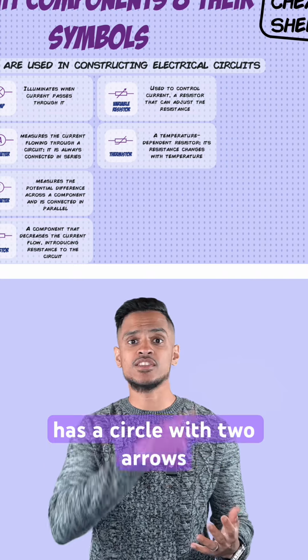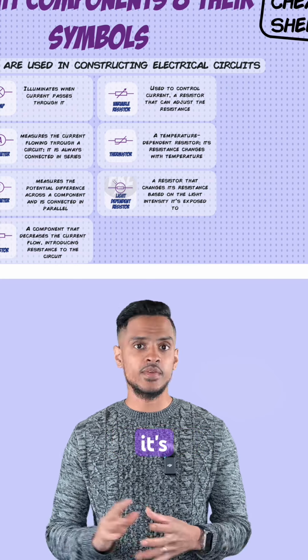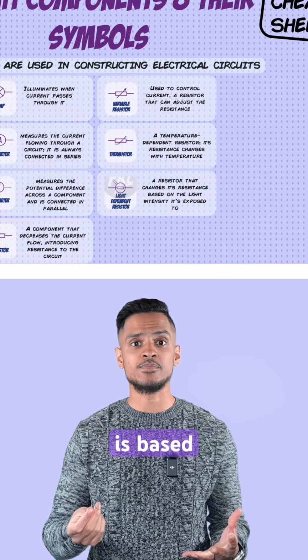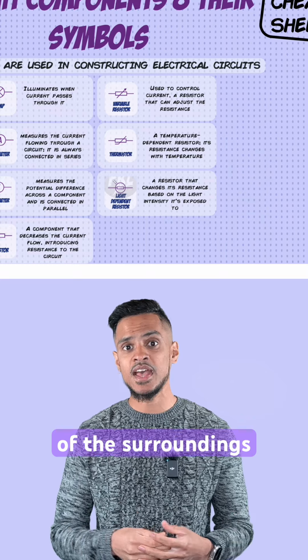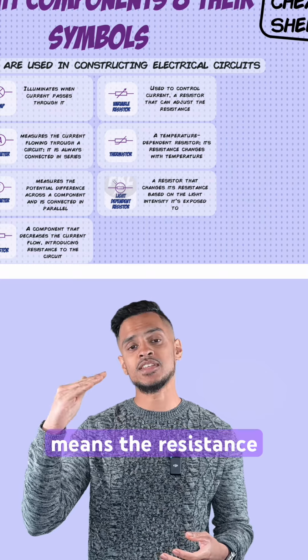If the rectangle has a circle with two arrows pointing towards it, that's a light dependent resistor. It's similar to a thermistor, but its resistance is based on the light intensity of the surroundings and not temperature. So if light intensity is bright, that means the resistance is going to be very low. But if light intensity is very dim, then the resistance of it is high.